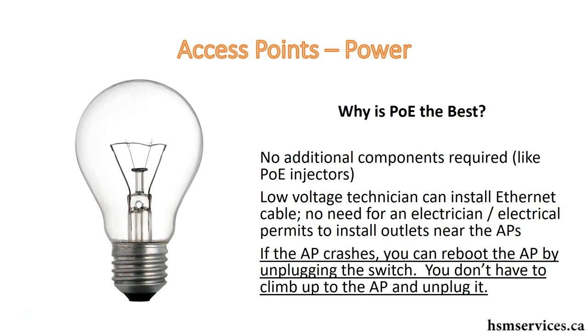So you don't have to buy a Power over Ethernet injector. You don't have to hire an electrician to run a power outlet next to your AP, and then get permits and blah blah blah. Of course, sometimes your AP crashes and needs to be restarted. It's very easy. You can just go to your switch, unplug the data cable, and now you cut the power and plug it back in. Otherwise, if you have a power outlet on a warehouse ceiling, like I showed you earlier, you have to climb up to the ceiling and unplug the AP, and that's not always very fun.